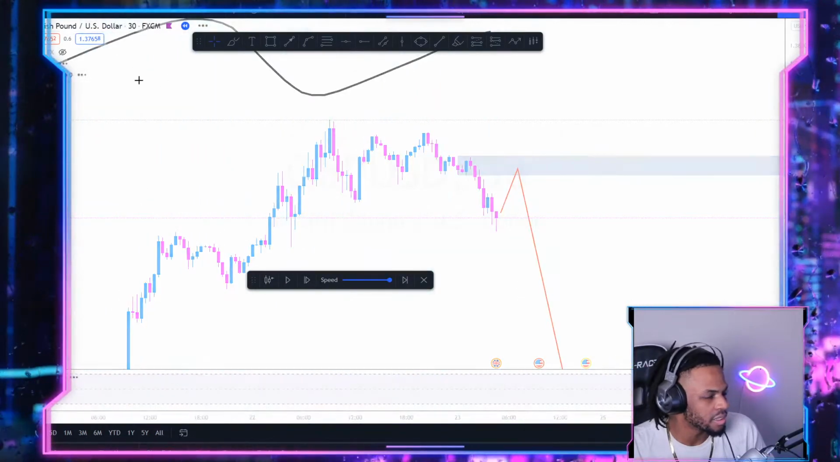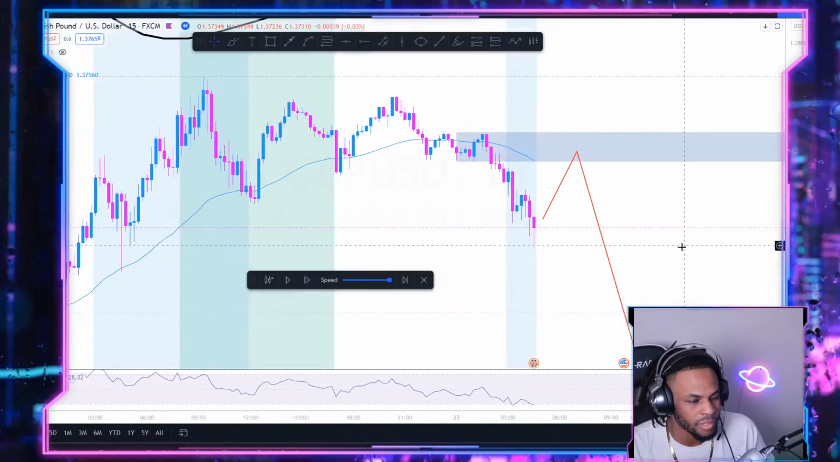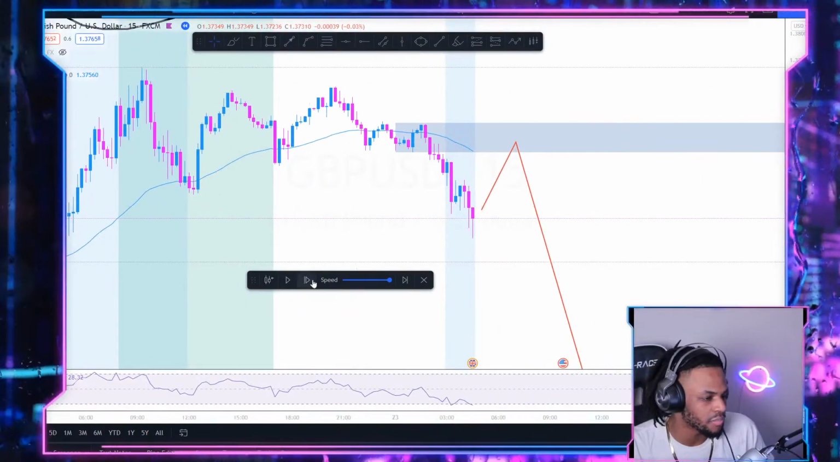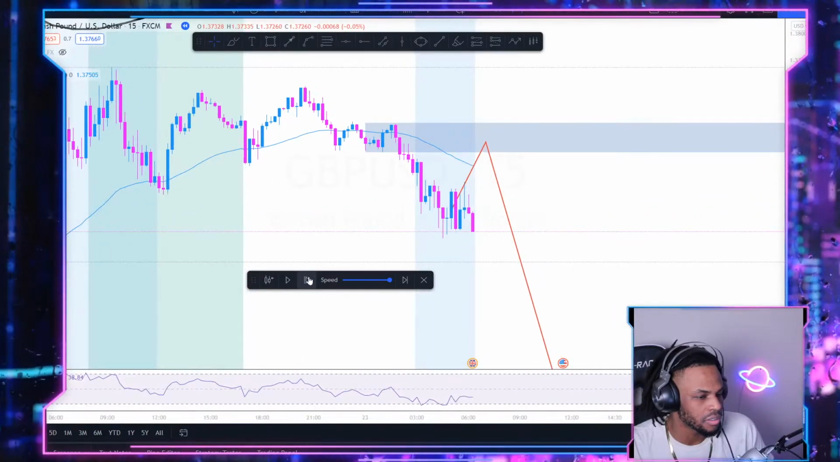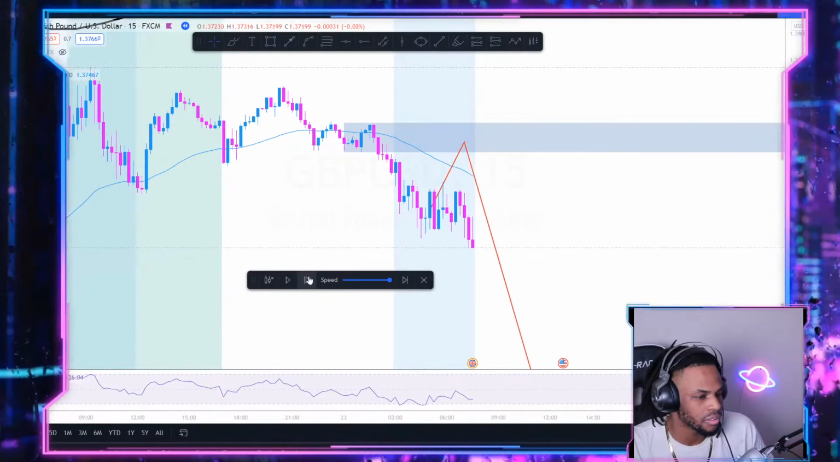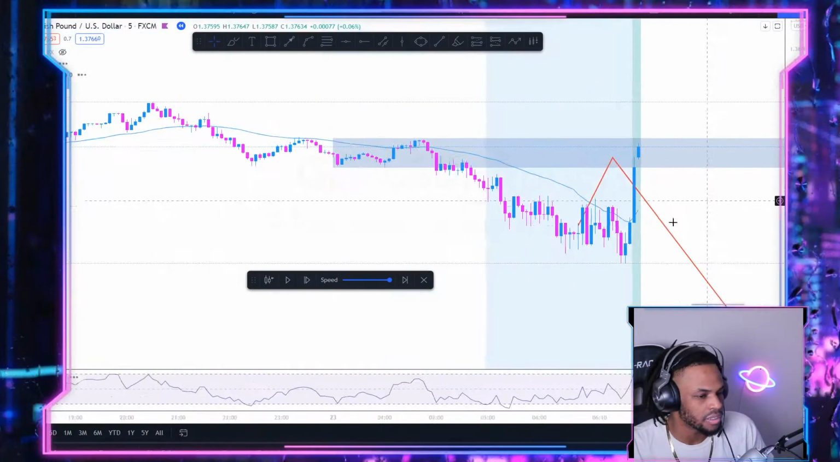Let's drop down to the 15 minute. And if price gets close to my zone, then I'll switch to the 5 minute. That's where I look for my entries. It could keep going down. Oh, all right, that happened fast.